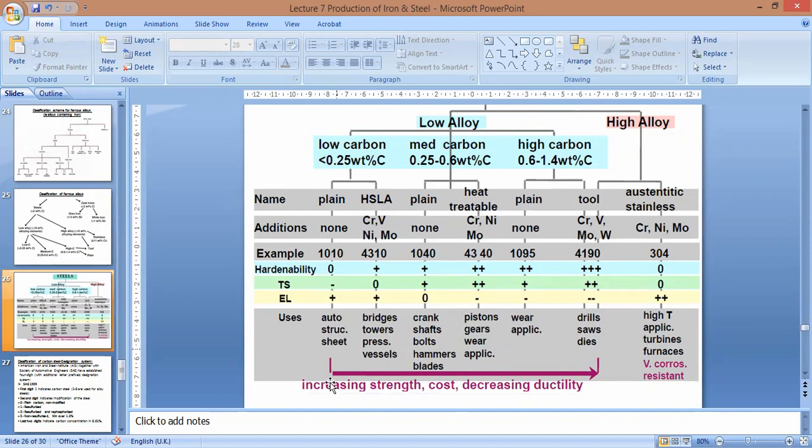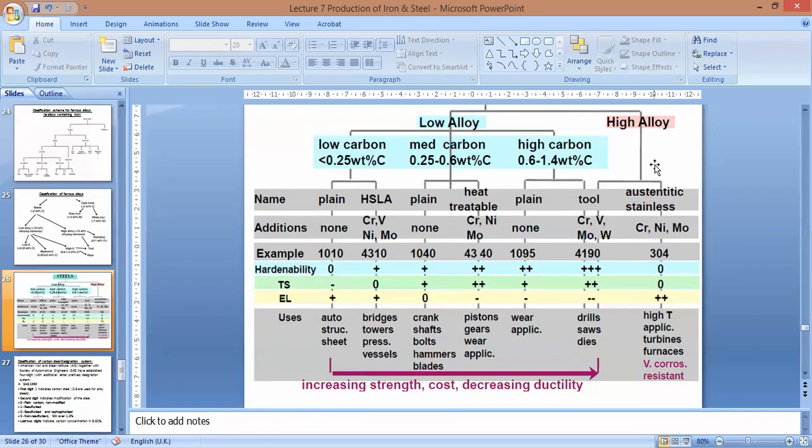So basically, you need to know at least the uses, the applications of the different types of steel. So moving from here to there, you are increasing strength. So when you increase strength, you're increasing cost while decreasing ductility. So as you're moving from low to high carbon, as you are increasing the carbon, what are you doing? You're also increasing the strength of the steel. It becomes more costly. However, ductility is decreasing.